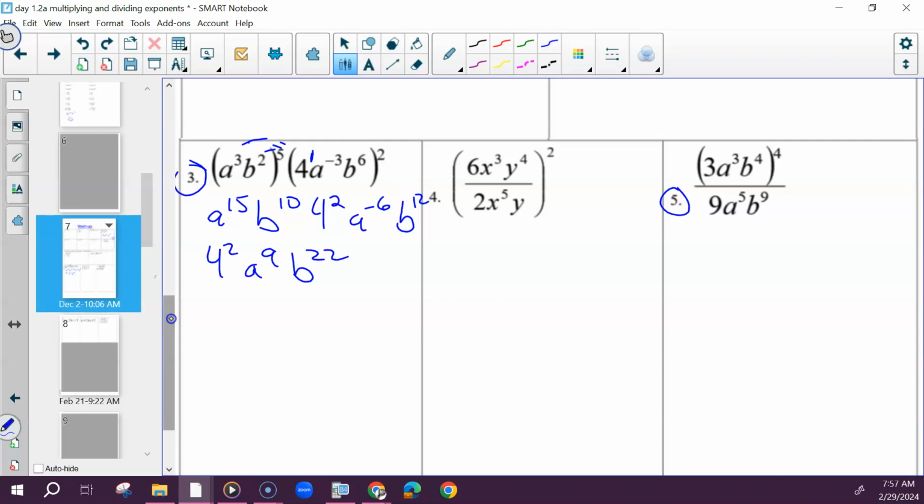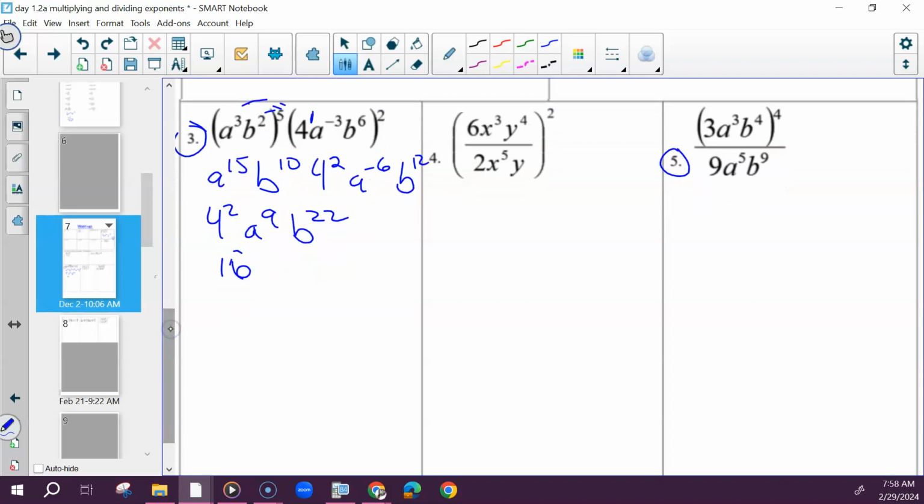Are we finished? You have to order. You gotta do 4 squared. So I already put it in the correct order. 4 squared is 16. So 16, a to the 9th, b to the 22nd. This is a really good reason why we don't want to keep expanding. Because imagine writing out 22 b's. It's a lot. Okay. Questions about that?